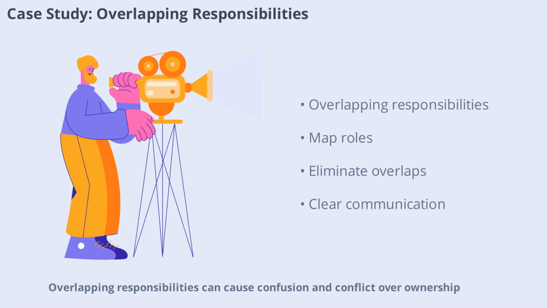Overlapping responsibilities can cause confusion and conflict over ownership. The source is process, and the stage is perceived conflict. You map out responsibilities, eliminate overlaps, and communicate changes clearly. This ensures everyone knows their role and reduces friction.